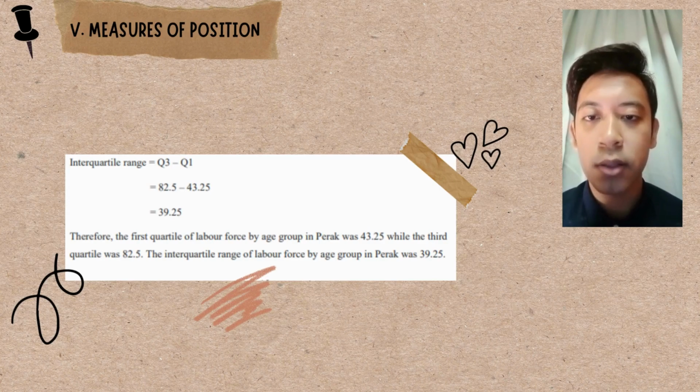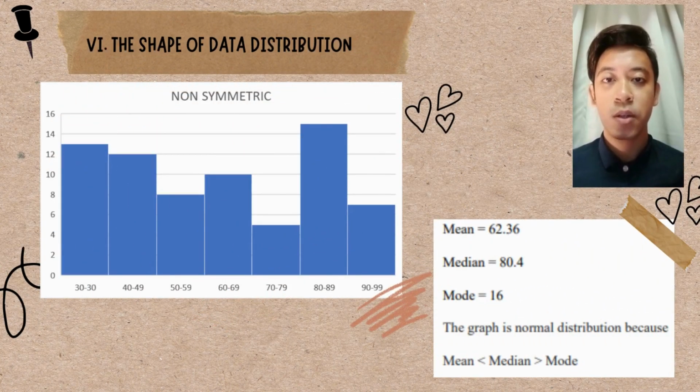So to find the interquartile range, it is Q3 minus Q1, which is 82.5 minus 43.25 equals 39.25. Next, we move to the shape of data distribution. The shape is non-symmetric, because the mean, median, and mode are not equal.